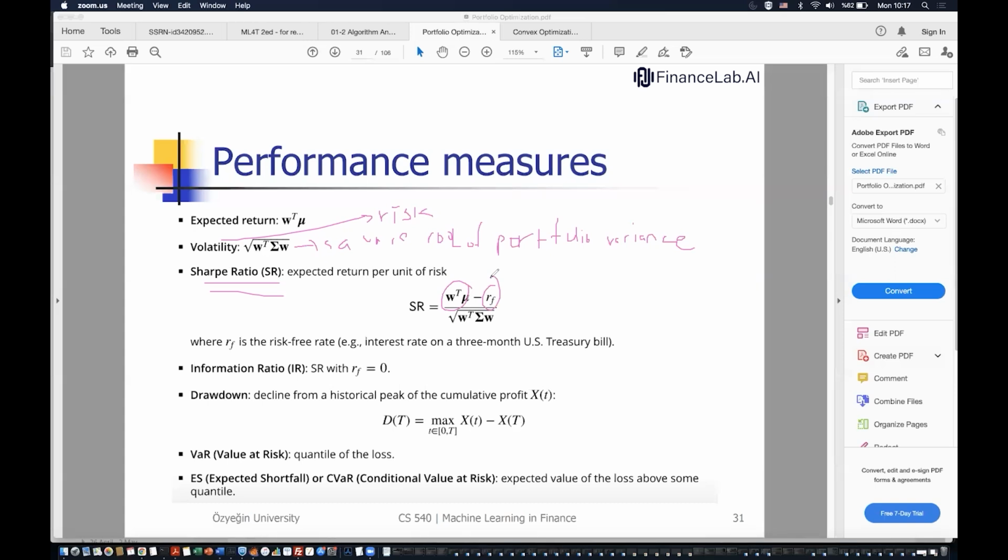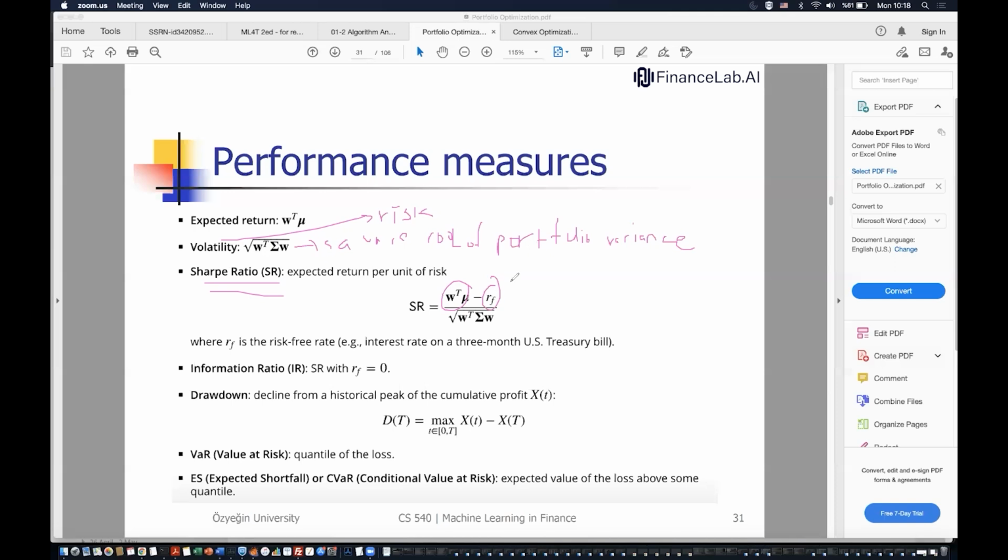So the risk-free rate assumes that it's riskless. People assume that the US will not default. That's why if we invest our money into a 3-month Treasury bill, we'll get a lower return, but it will be a riskless return. That's why it is used for the risk-free rate.